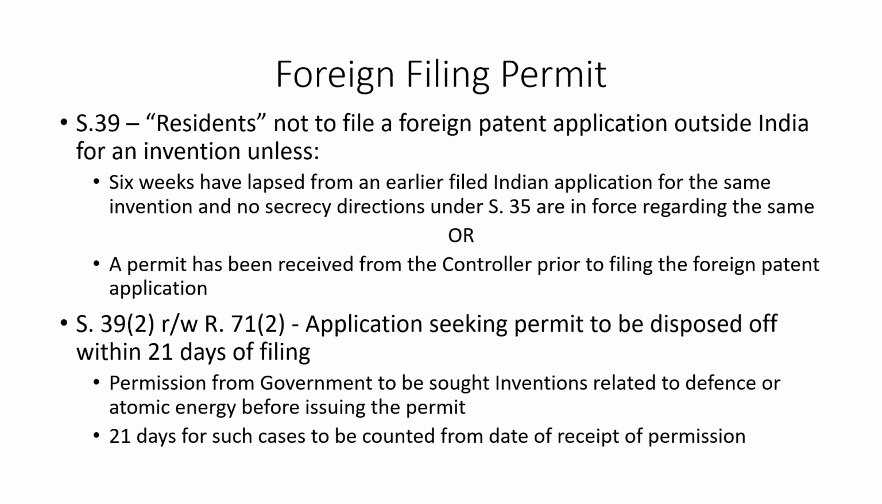Also, the 21 days are to be counted from the date of receipt of the permission, in case the subject matter relates to defense or atomic energy and a permission has been sought. So 21 days would be counted from the date on which the permission has been received from the Government of India. In case the subject matter doesn't relate to defense or atomic energy, then the permission would be given within 21 days of filing of the application seeking foreign filing permit.